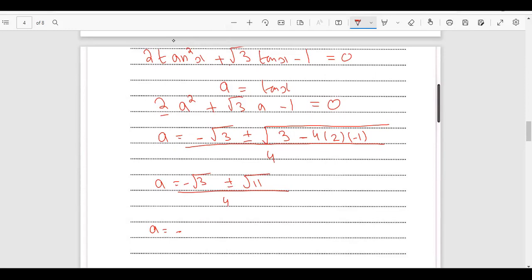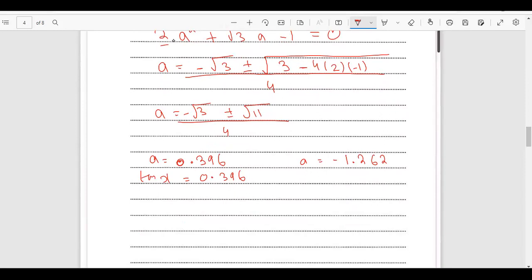0.396. Very good. So either a is going to be 0.396 or it would be minus 1.262. Okay. So if a is this, it means that tan x is 0.396. All right. So tan is positive.